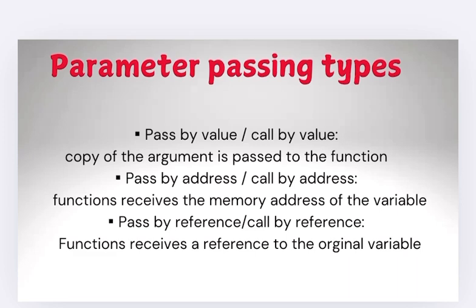Parameter passing types. First one, pass by value or call by value. A copy of the argument is passed to the function. Then the second one, pass by address or call by address. The function receives the memory address of the variable. Then pass by reference is the last one, or call by reference. The function receives a reference to the original variable.